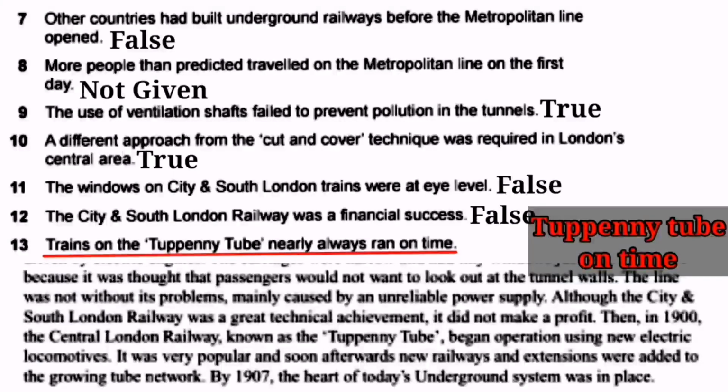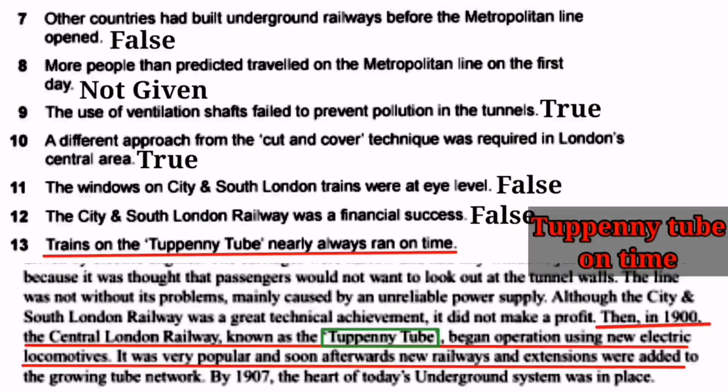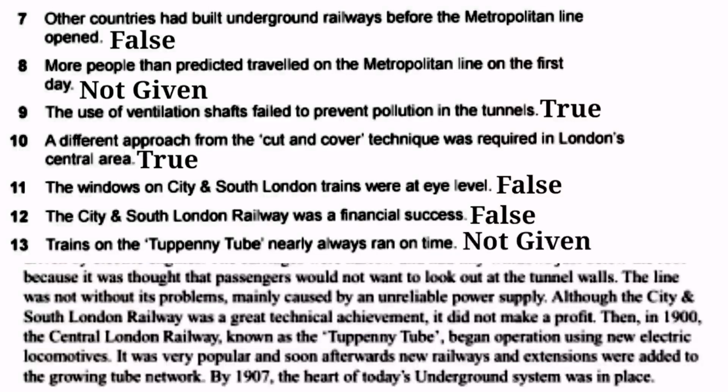In the last paragraph, 9th line: then in 1900, the Central London Railway, known as the Twopenny Tube, began operation using new electric locomotives. It was very popular, and soon afterwards new railways and extensions were added to the growing tube network. By 1907, the heart of today's underground system was in place. And then the paragraph ends. Although we have read about the Twopenny Tube, we did not find any clue whether trains on the Twopenny Tube ran on time or not. Whereas question number 13 says trains on the Twopenny Tube always ran on time. So the answer of question number 13 is not given.